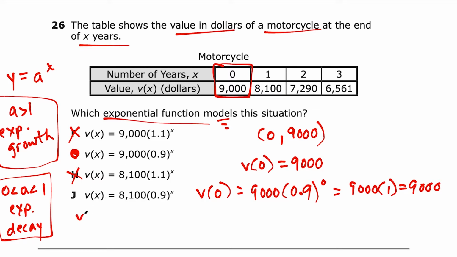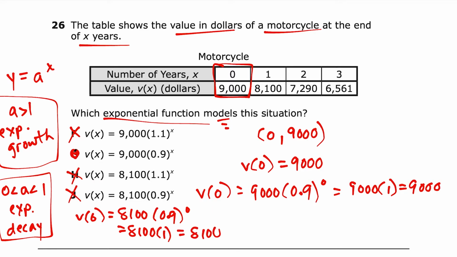But if I were to plug in 0 to this other answer choice, I would get 8,100 times 0.9 to the 0, which would give me 8,100 times 1, which would give me 8,100, which would not match the entry of 9,000. So I know this answer choice is no good.